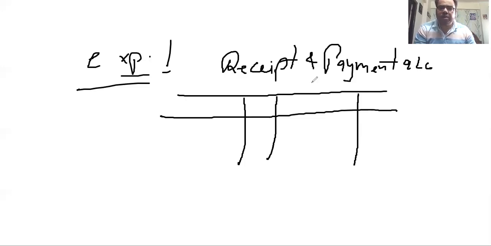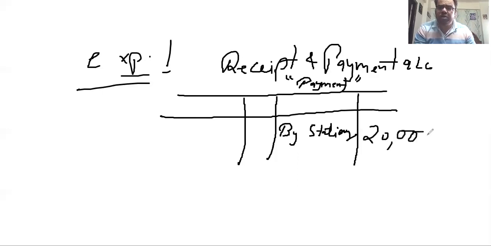And this is the payment side. As I've told you in my earlier formats of the receipt and payment, suppose on the payment side it is simply given 'By stationery'. It means during the year the club has made some payment for stationery. Suppose this amount is 20,000. So what will be the treatment of this payment regarding stationery in income and expenditure?